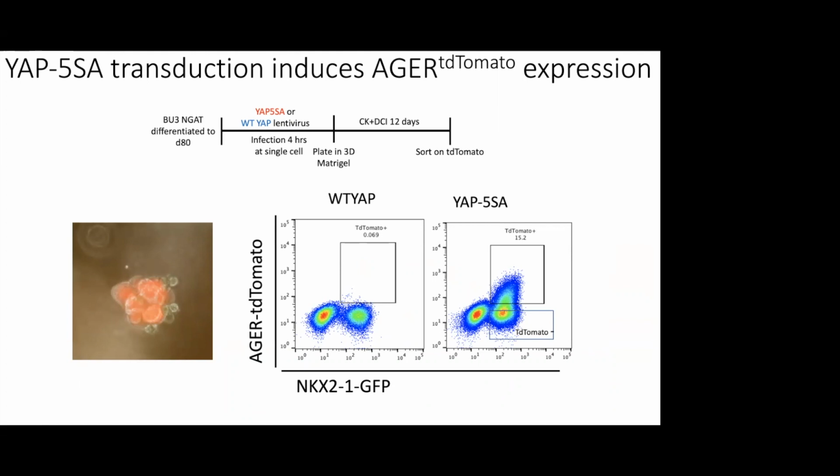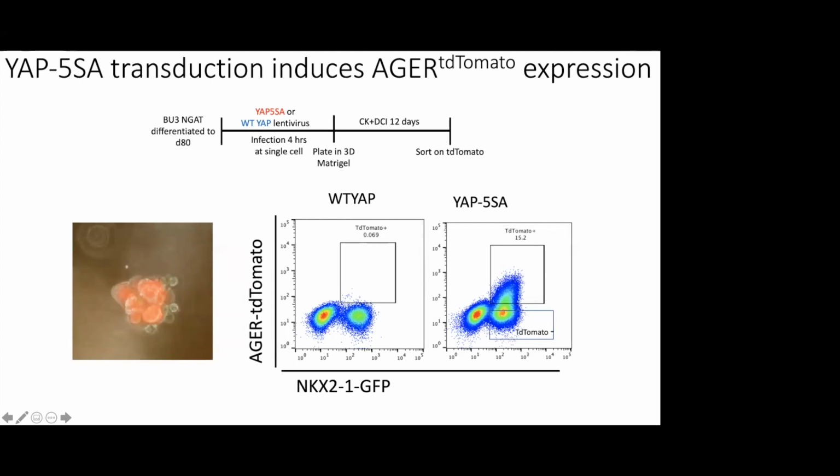And so to show you that the tomato is enriching for these type 1 cell markers, on the next slide, I'm going to show you some qPCRs, but keep in mind the wild type YAP is completely unsorted. YAP5SA is this completely unsorted graph. And then the tdTomato positive is this double positive cluster, and the tomato negative is this single GFP positive cluster here.